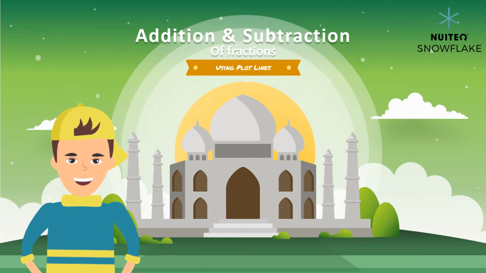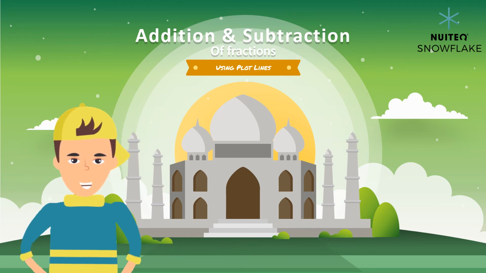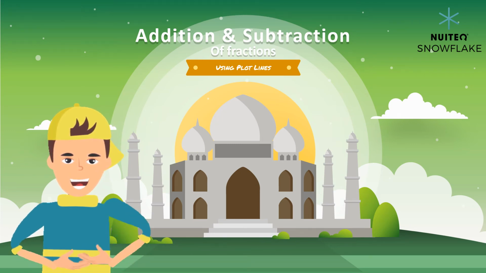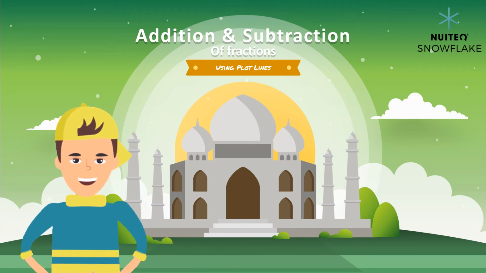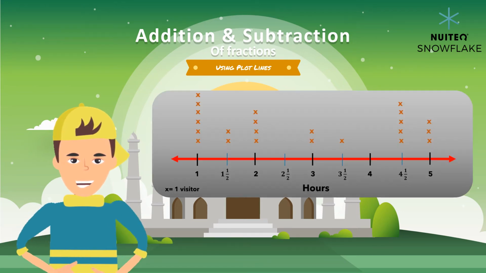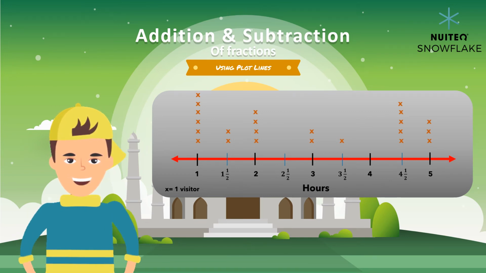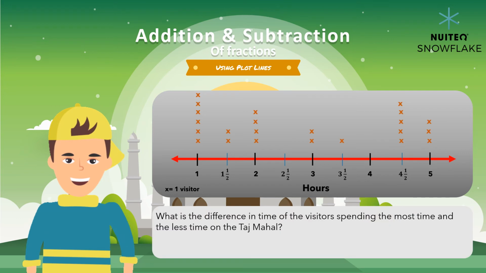Hey! Awesome view, right? I'm in front of the famous palace, the Taj Mahal, located in the city of Agra. This palace receives a lot of people per hour. So, we can use this line plot to represent the number of visitors per hour. If I ask you, what is the difference in time of the visitors spending the most time and least time at the Taj Mahal? What would you say?